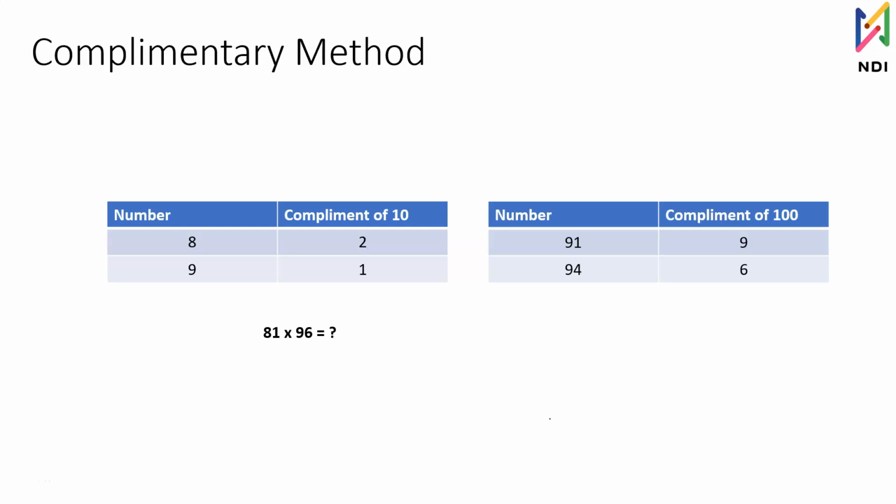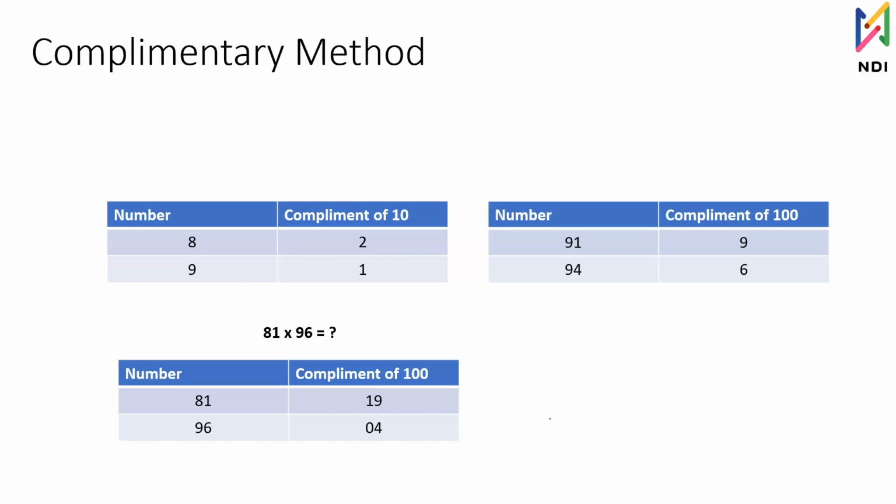Now, let's see one more example, right? 81 into 96. How will you represent 81 and 96? 19 and 04, right? What do you do? 96 minus 19 or 81 minus 4, right? Maybe 81 minus 4 is easier to do. Anyway, the answer will be the same, right? 77. Then you multiply 19 into 4, and what is the answer? That's it. 7776. That's the answer. Easy, right?